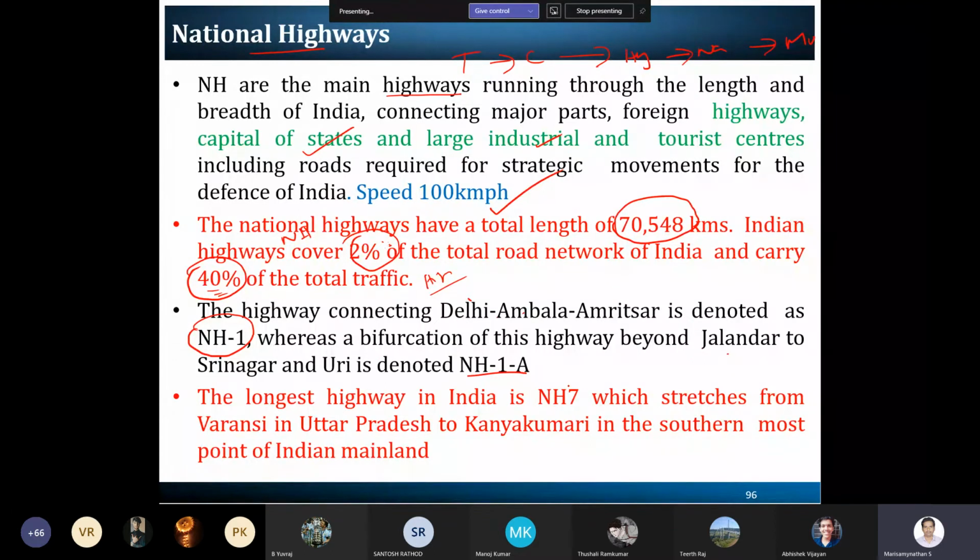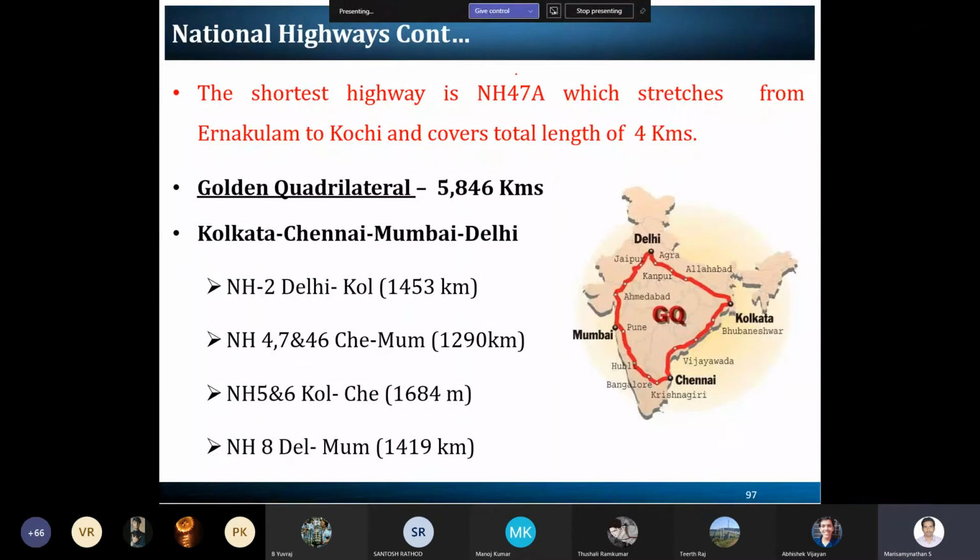So this is NH1, and the longest NH is considered to be NH7, which is connecting Varanasi to Kanyakumari. Varanasi is in Uttar Pradesh and Kanyakumari is in Tamil Nadu. So both are connected, and that national highway is referred to as the longest highway, NH7. And the shortest highway is the NH47A annexure, which is connecting Ernakulam and Kochi with a total length of 4 kilometers.